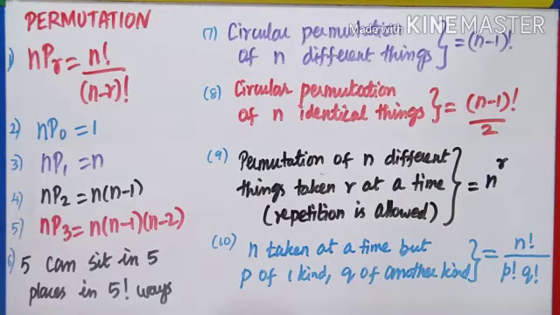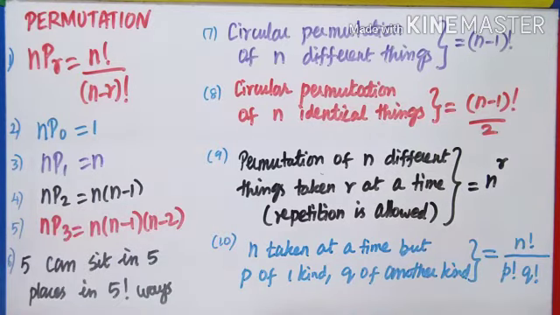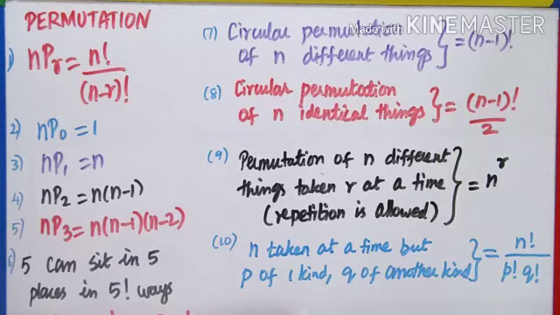Let us list out all that we learnt. nPr equals n factorial by n minus r factorial. nP0 is 1, nP1 is n, nP2 is n into n minus 1, nP3 is n into n minus 1 into n minus 2. 5 children can sit in 5 places in 5 factorial ways. So 4 in 4 factorial, 3 in 3 factorial, or in general, n in n places implies n factorial, and all that we learnt is linear arrangement.